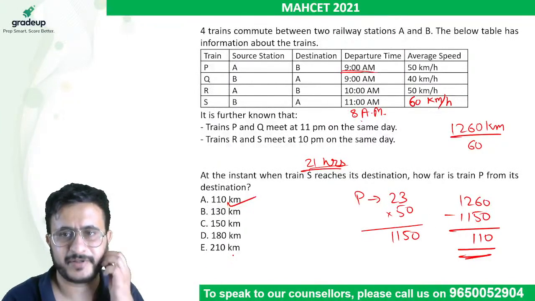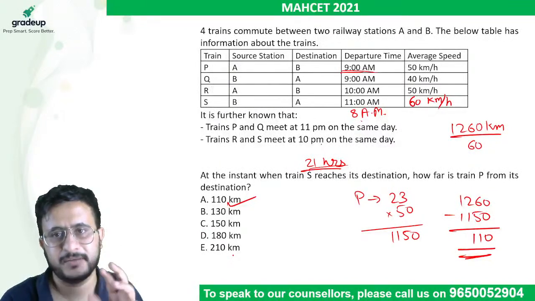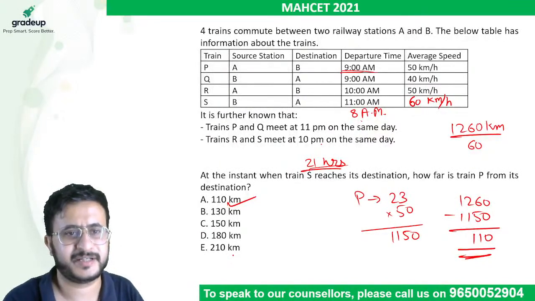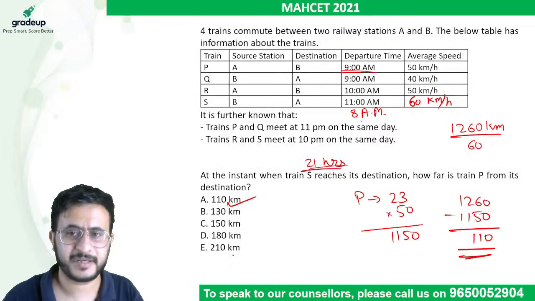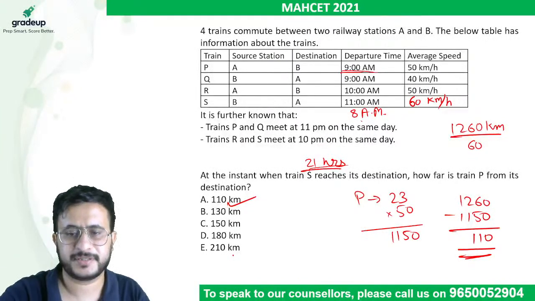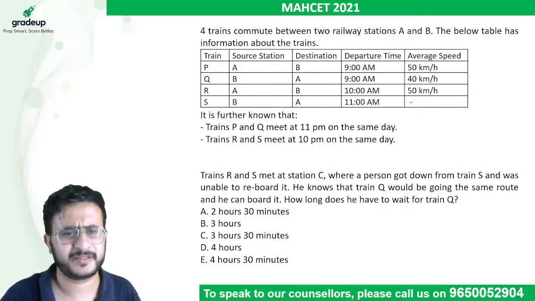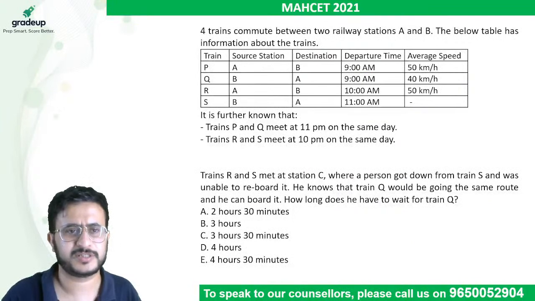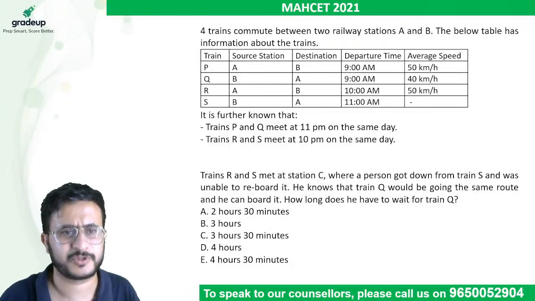What some of you might have done is you must have taken 21 hours, but see, they started at different times. So if same time, yes, the distance would have been 210, but in this case it would be 110. Okay. So a difficult one, right? You should know all the concepts, so different sorts of concepts of time, speed, and distance are tested.